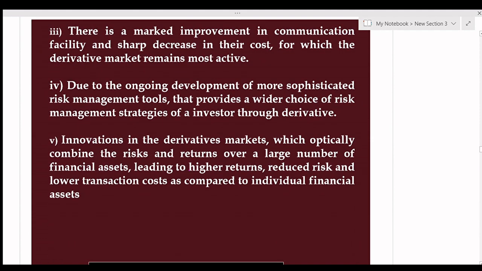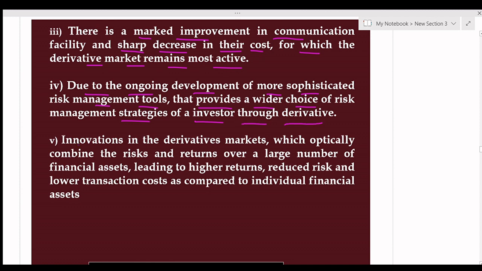Number 3, there is a marked improvement in communication facility and a sharp decrease in their cost, for which the derivative market remains most active. Number 4, due to the ongoing development of more sophisticated risk management tools that provide a wider choice of risk management strategies to an investor through derivatives.